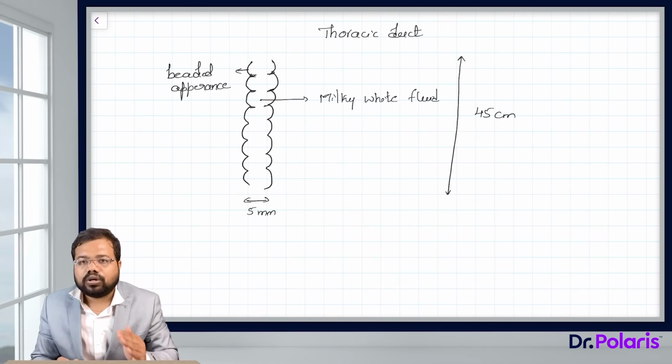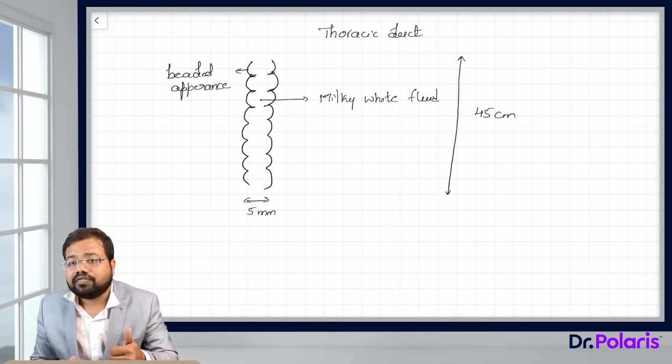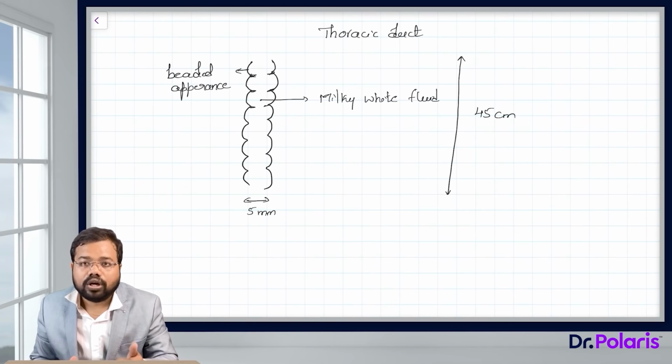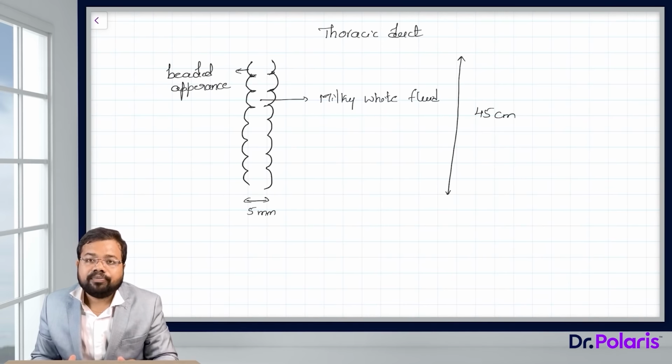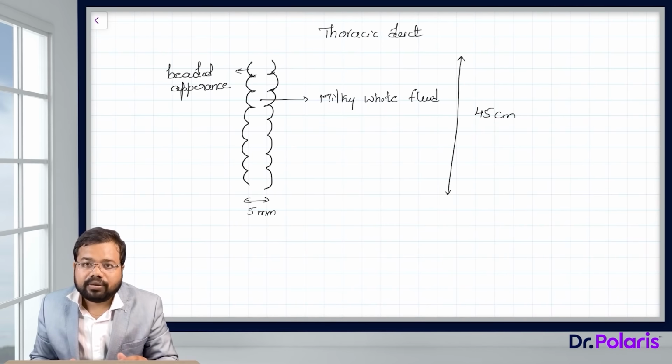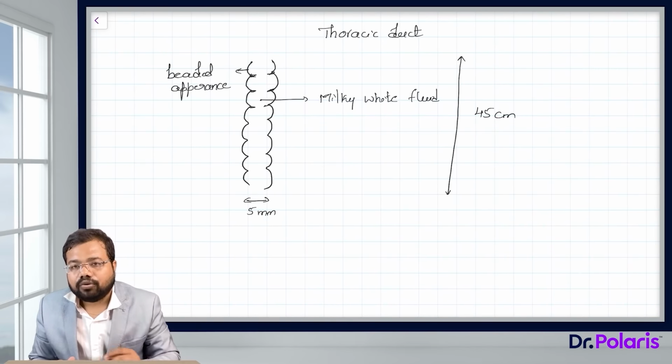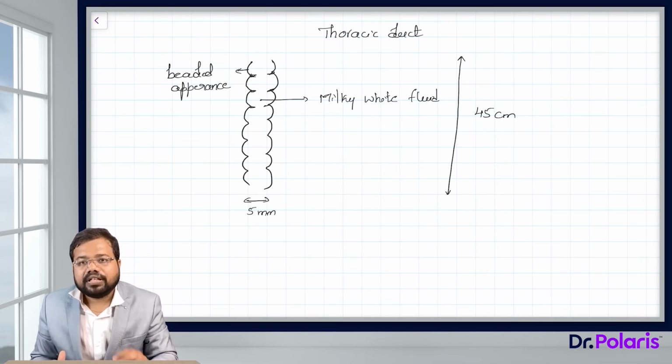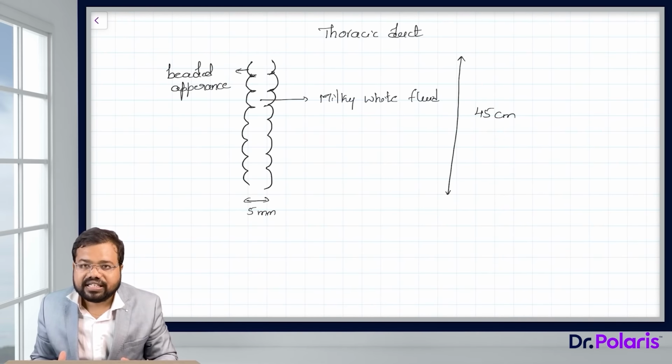So in the thoracic duct, what are the features? First, remember it is beaded because numerous valves are present. Deep inside, we have a milky white fluid because of the fat digested products, and the lumen is approximately 5 mm in diameter with a total length of 45 centimeters. This is the basic introduction of the thoracic duct.